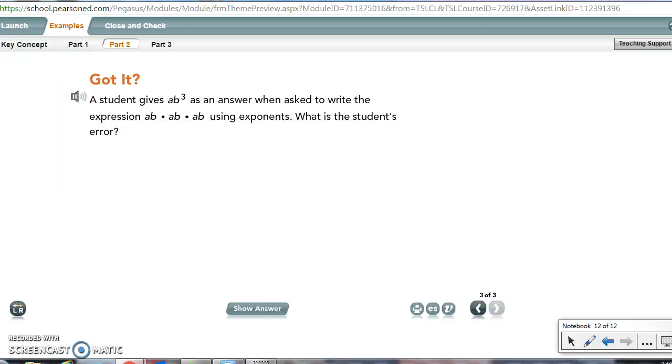A student gives a times b cubed as an answer when asked to write the expression ab times ab using exponents. What is the student's error? I would like for you to think about this one. What did the student do wrong? Go and explain your work in 1 to 2 sentences, and then I am going to record part 3. So go back to my Weebly and make sure you get part 3 of the notes.